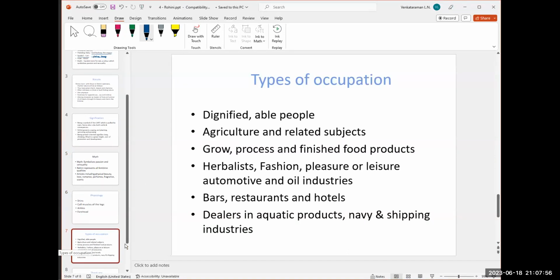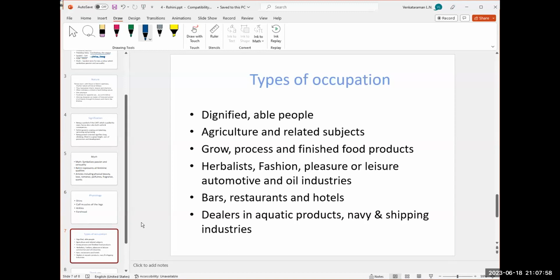Types of occupation: dignified, able people, agriculture and related subjects, grow, process, and finish food products, herbalist, fashion, pleasure, leisure, automobile and oil industries, bars, restaurants, hotels, dealers in aquatic products, navy, and shipping industries.